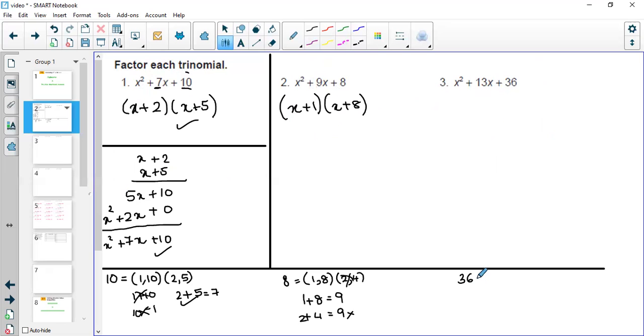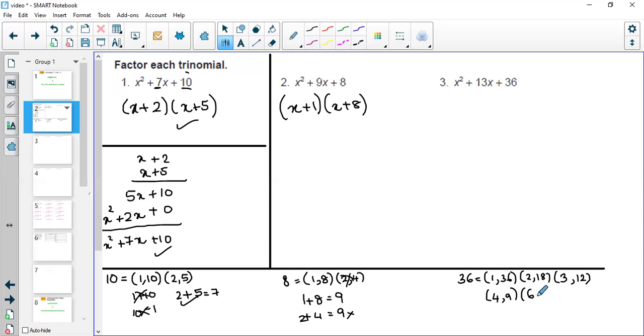So what are the factors of 36? Always start with the table of 1. So 1 multiplied by 36 is going to give me 36. 2 multiplied by 18 gives 36. 3 multiplied by 12 gives 36. Then 4 multiplied by 9 gives 36. How about 5? Is there 36 in the table of 5? No, so I'm not going to use 5.